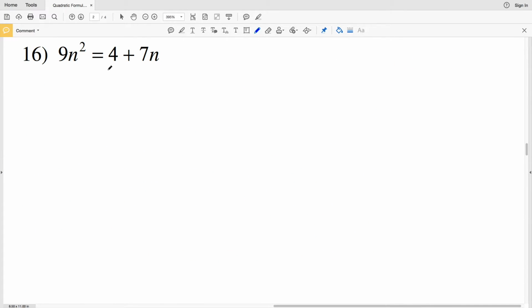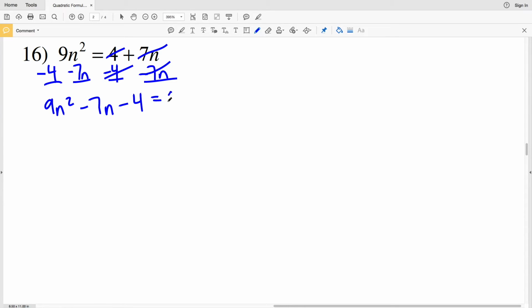Continuing on to number 16, I'll simply subtract 4 and 7n from both sides. However, I could also have subtracted 9n squared, and that would have just given me 0 on the left-hand side as opposed to the right-hand side. So either way is correct. Now I'll have 9n squared minus 7n minus 4 equal to 0.